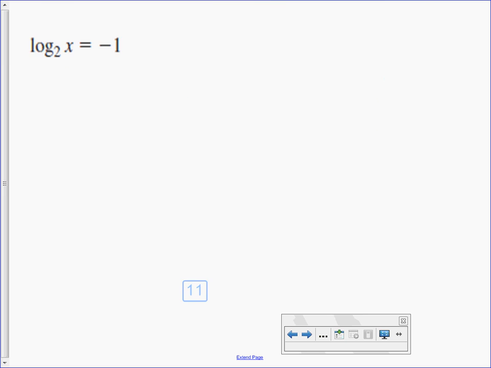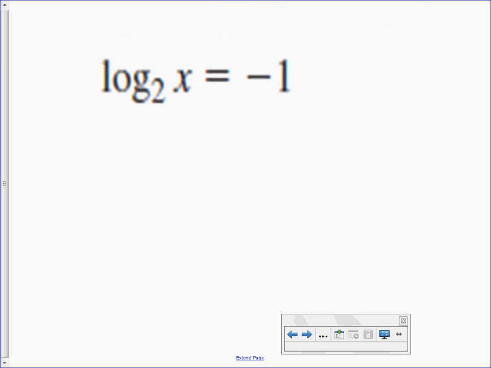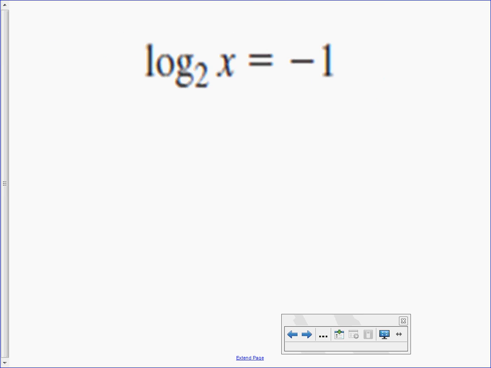So try that one with this. It's the same general idea. I have log base 2 of x equals -1. What's the base I have to use on both sides of the equation? 2. Very good. So when you write these problems out, one of the easy things to do on the next line is just to do this.